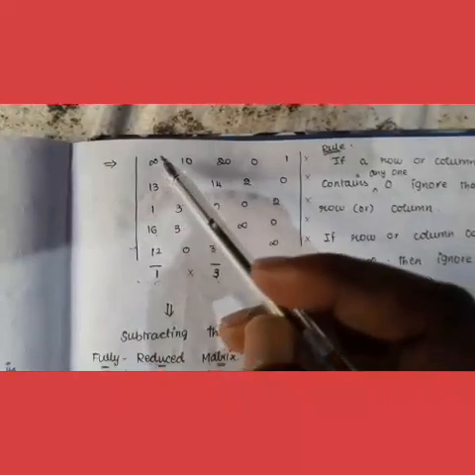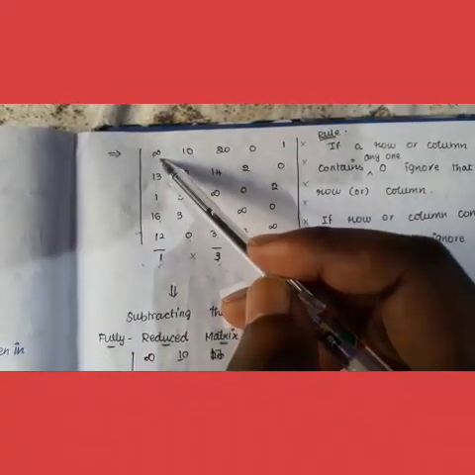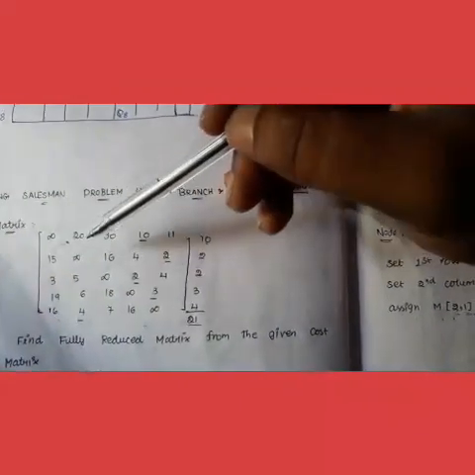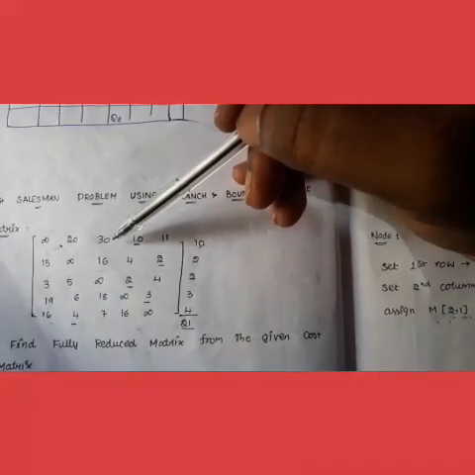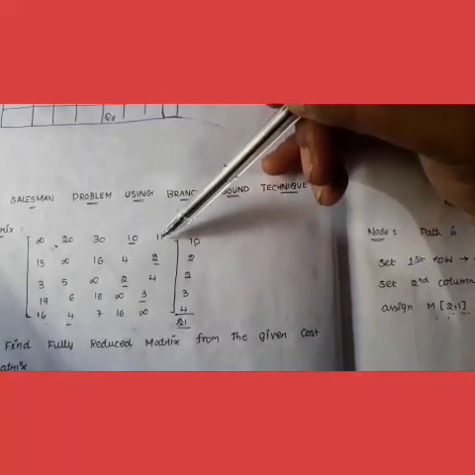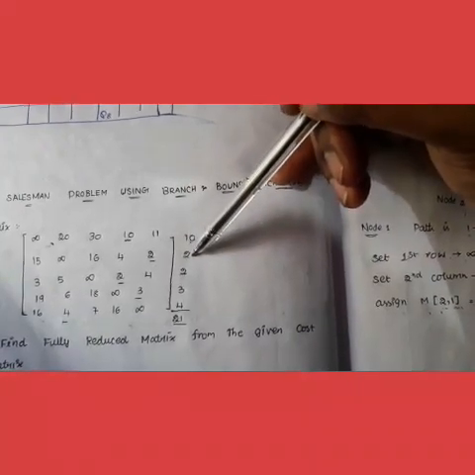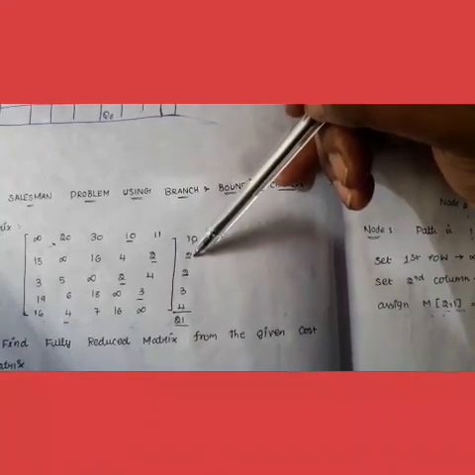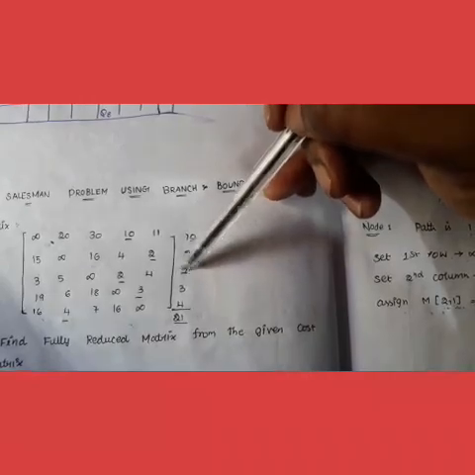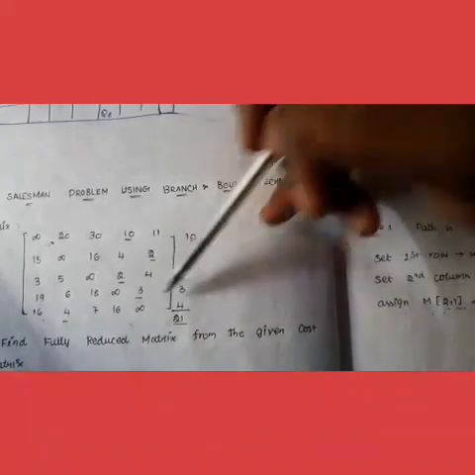Likewise if you follow, infinity minus 10 will be infinity, 20 minus 10 will be 10, 30 minus 10 will be 20, 10 minus 10 will be 0, 11 minus 10 will be 1. Similarly the procedure should be followed by subtracting 2 from the second row, and this value from the third row, this value from the fourth row, and this value from the fifth row. After subtracting we will be getting the matrix like this.